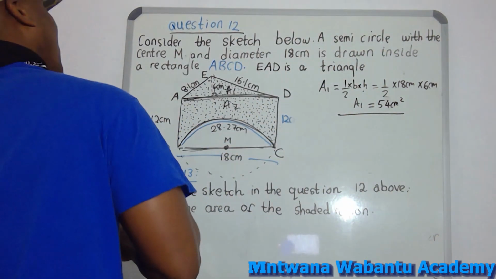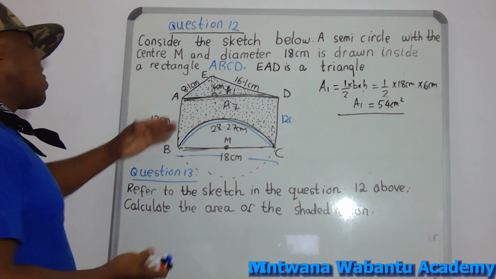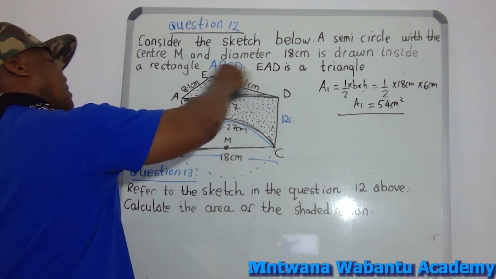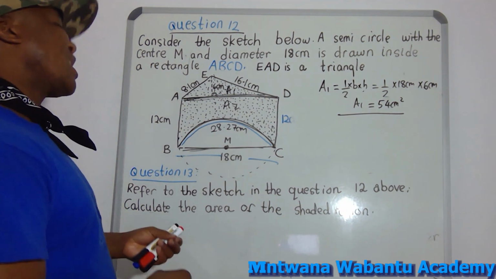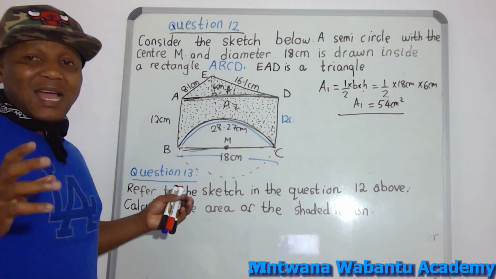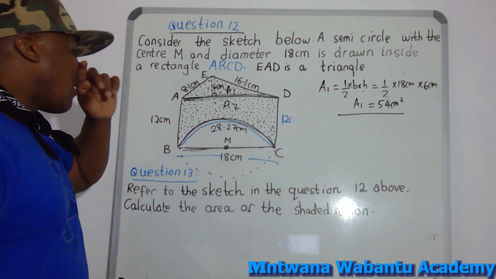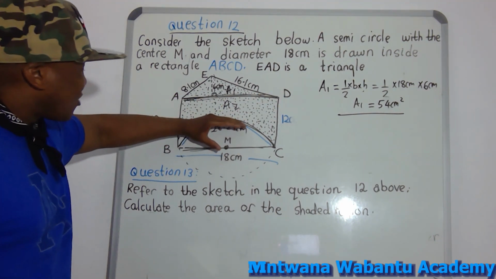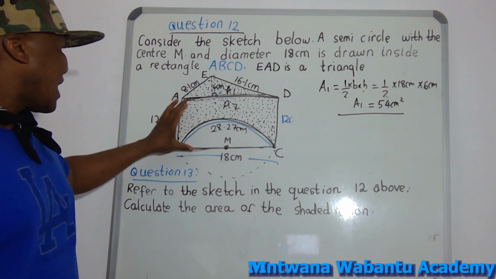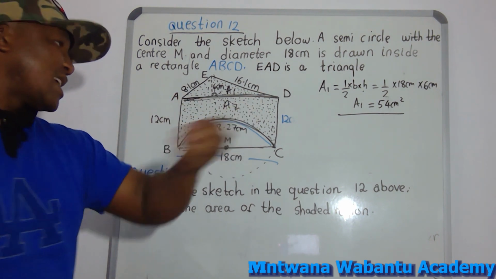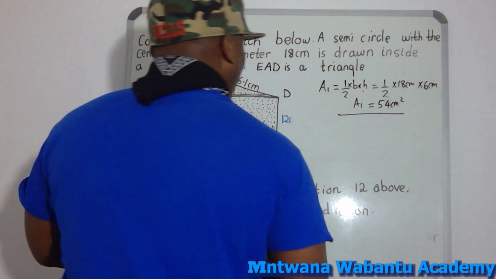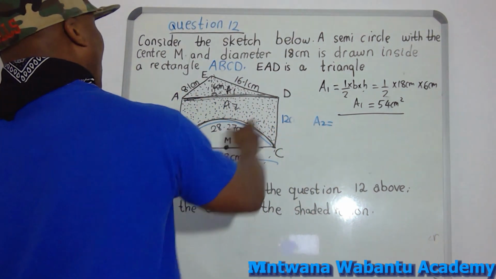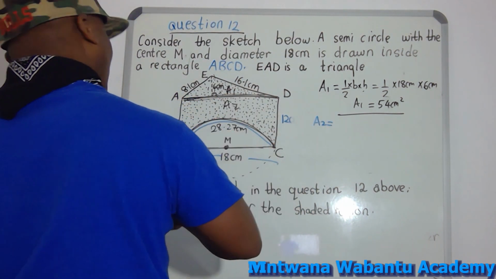So now we go for area 2. Area 2 is something weird. We've done area 1 already. You can't get area 2 directly because it's a funny area. What we have to do is find the whole area of this, then find the area of the half circle, and then subtract. So area 2 is easy. Let me find the area of all of this. What is the area of all of this?